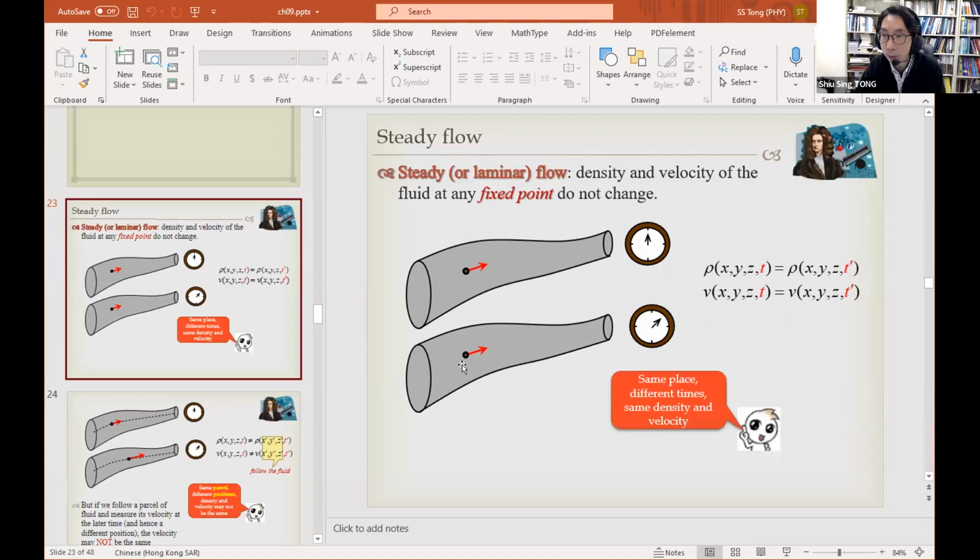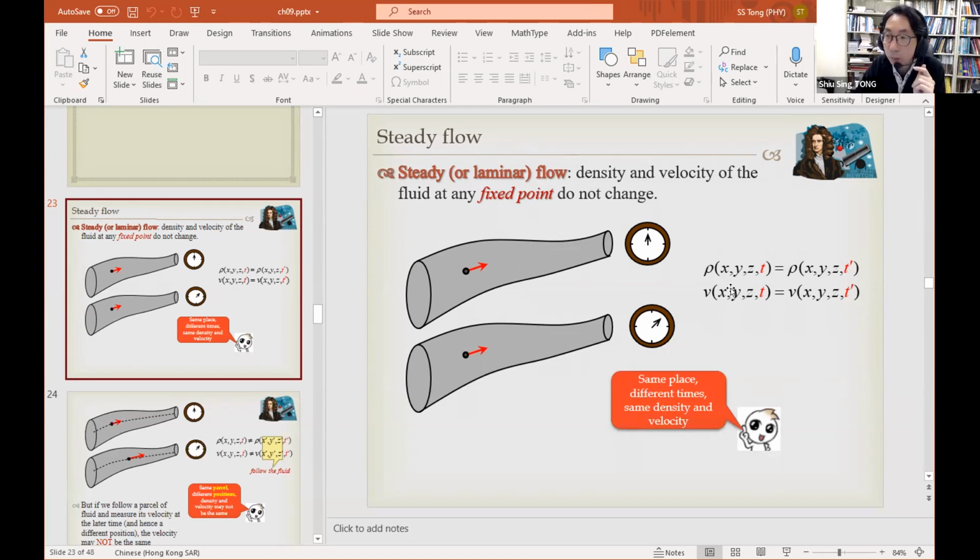So let's begin our lecture today. In the previous lecture, we discussed what is called the steady flow, or laminar flow. In laminar flow, if we look at a particular point along the flow, we will find that every physical quantity, including for example the density and the velocity of the fluid, remains constant. So that is called a steady flow or laminar flow.